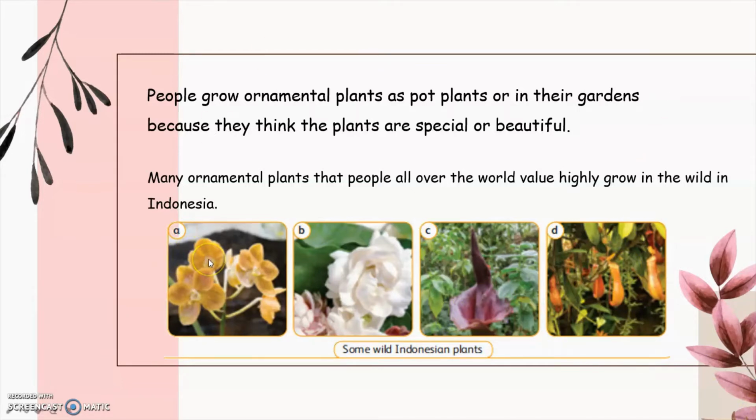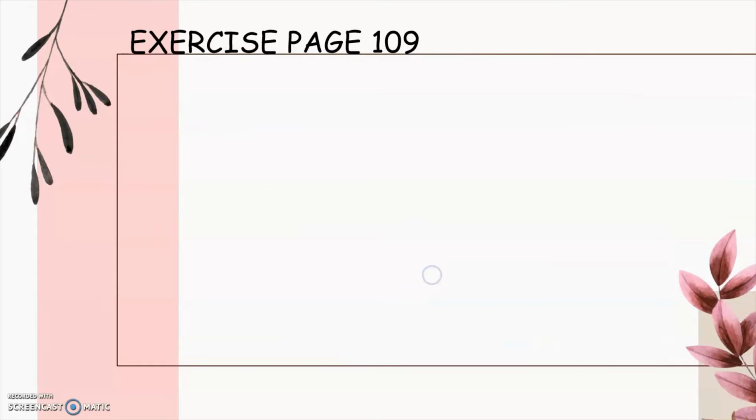Okay, now repeat together ya. A is wild orchid. B is jasmine. C is tiger arum. And D is pitcher plants. Okay, now you already know the names of these pictures. Next, you can open your book page 109. It's still in 109 ya.